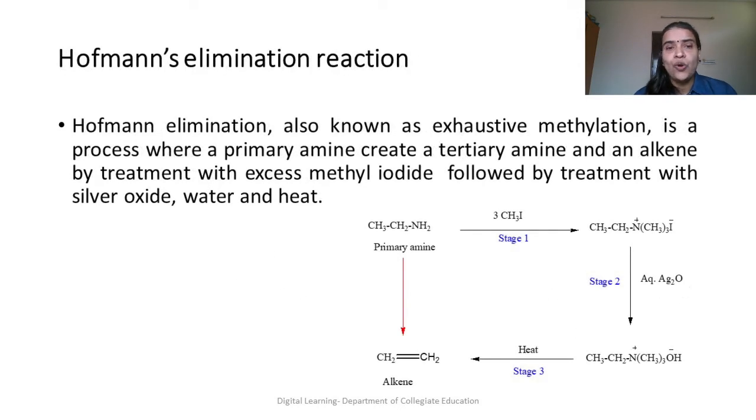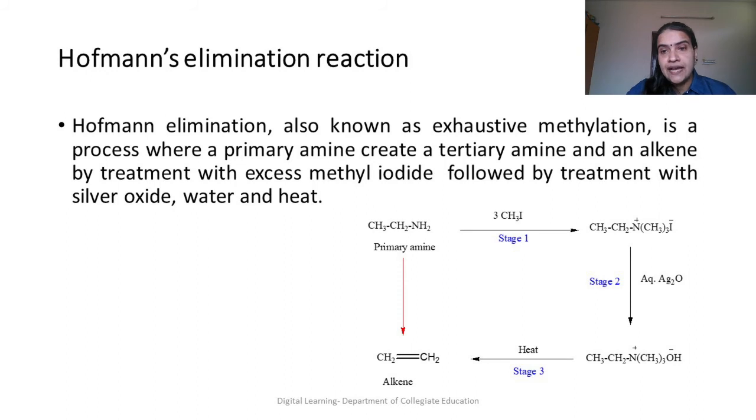Now, coming to Hofmann's elimination reaction, Hofmann elimination is also known as exhaustive methylation. It is a process where a primary amine creates a tertiary amine and an alkene by treatment with excess methyl iodide followed by treatment with silver oxide, water and heat.